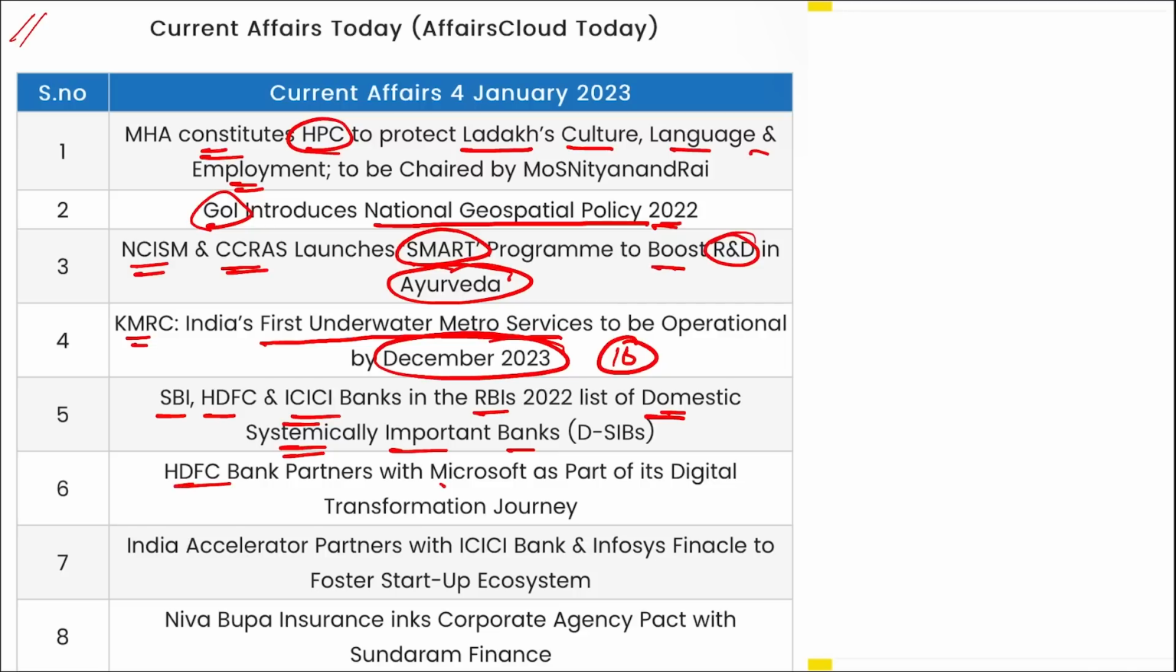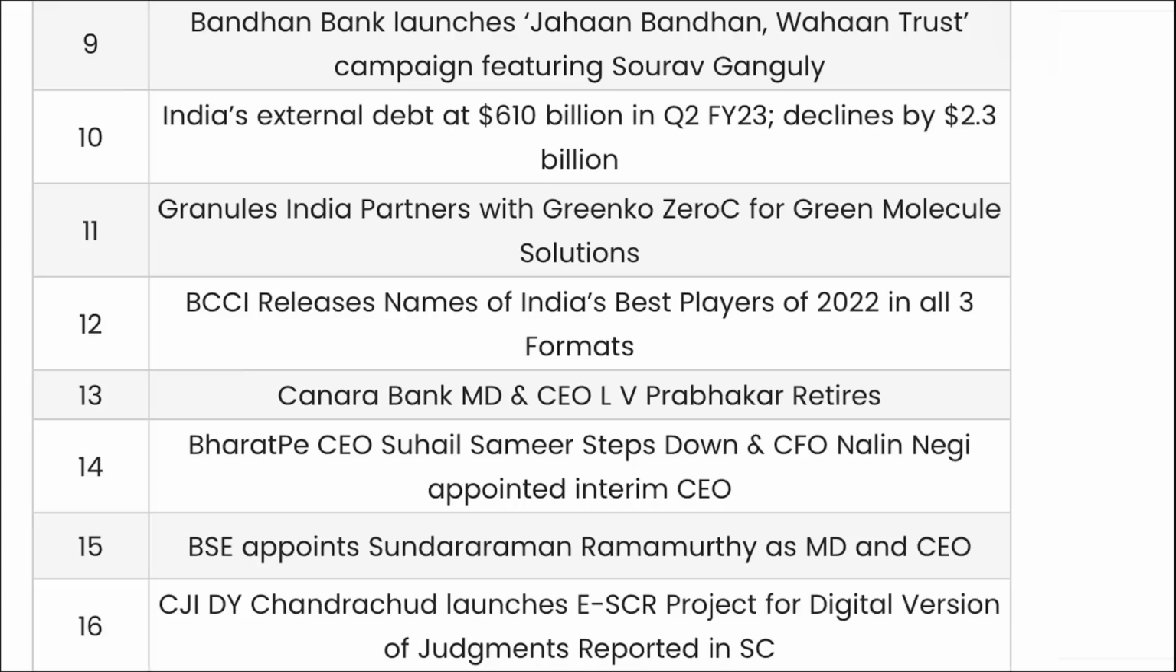HDFC Bank has partnered with Microsoft as a part of its digital transformation journey. India Accelerator partners with ICICI Bank and Infosys Finacle to foster the startup ecosystem. Niva Bupa Insurance has signed a corporate agency pact with Sundaram Finance. Next, Bandhan Bank has launched the Jahan Bandhan Wahan Trust campaign featuring Saurav Ganguly.